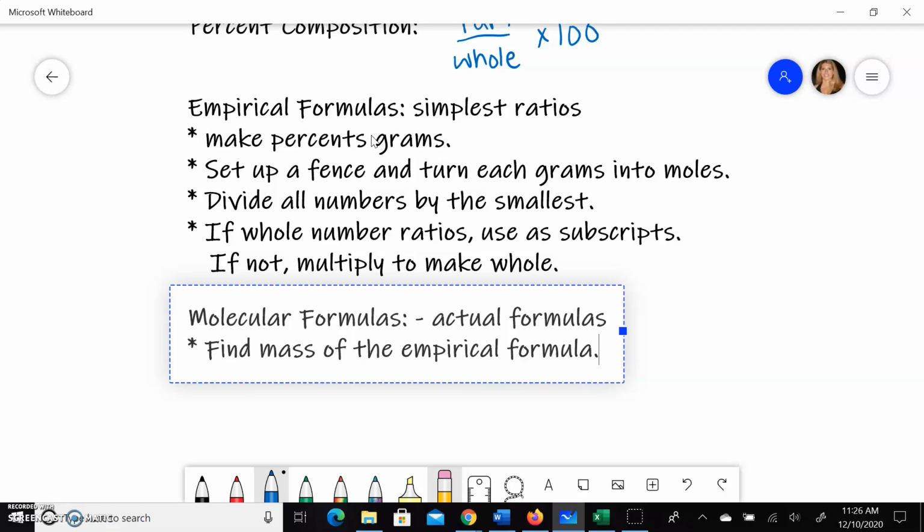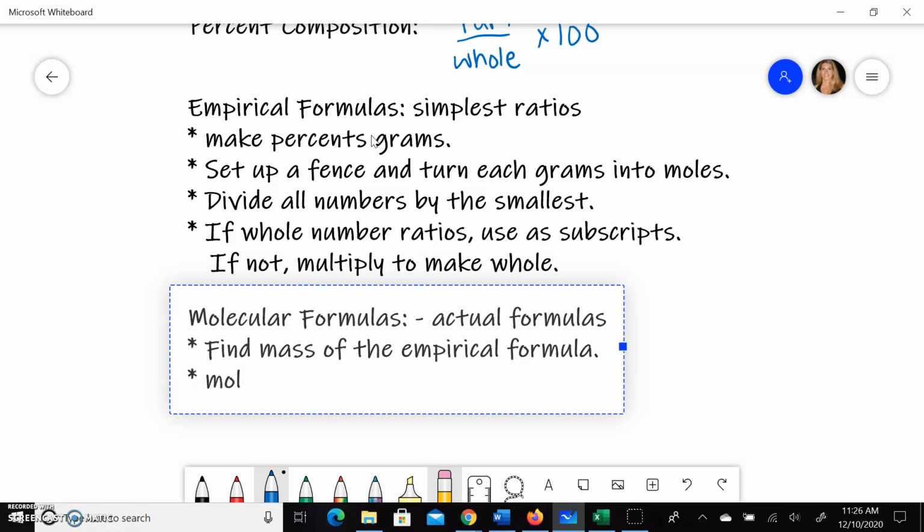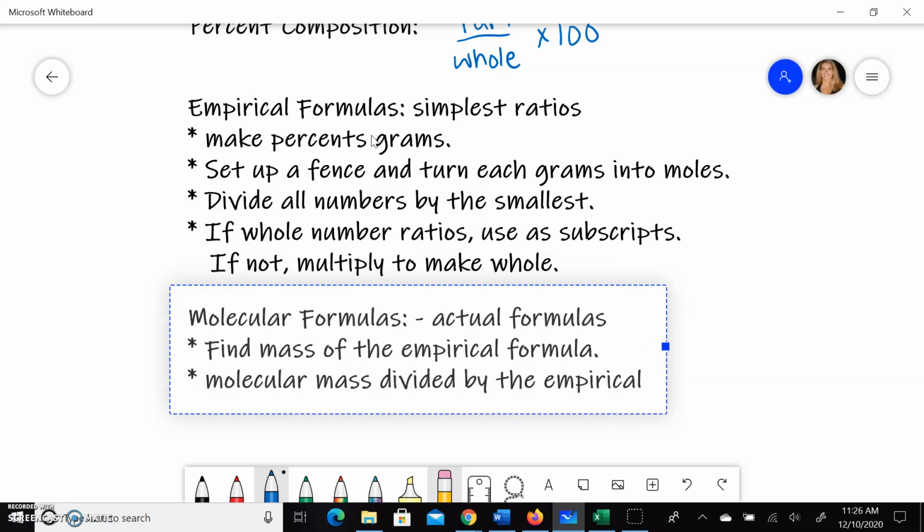So if the empirical formula was C1H4, you just add up 1 carbon, the molar mass of carbon, and 4 hydrogens. Then you're going to do the molecular mass, which will be given to you in the question, divided by the empirical mass. It's equal to the molar mass.